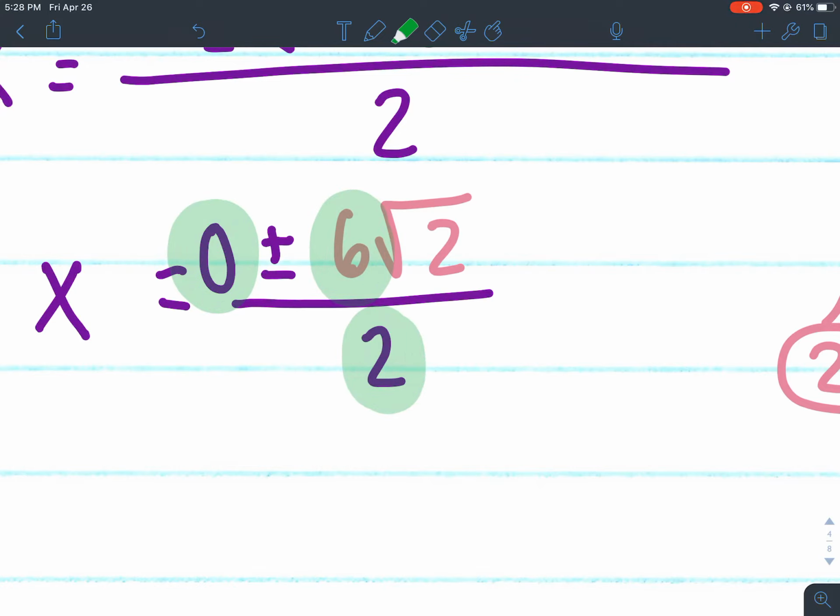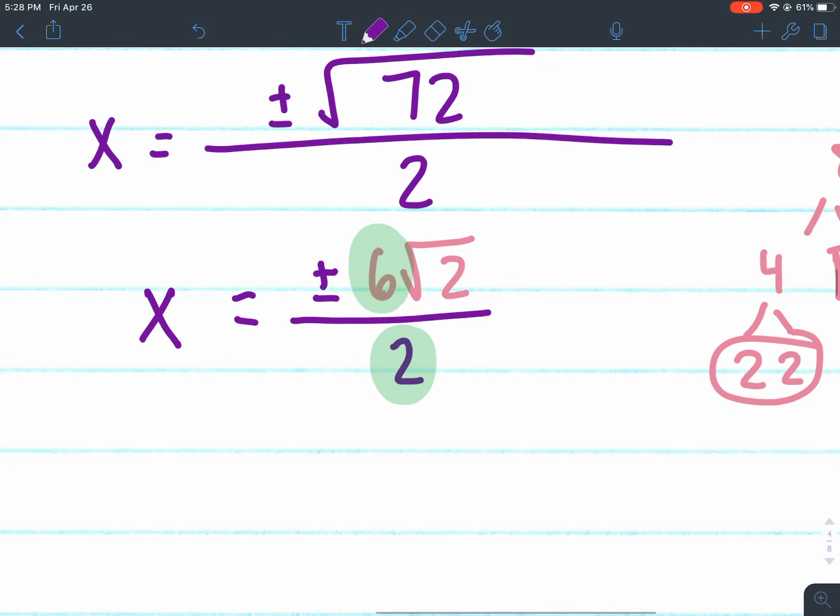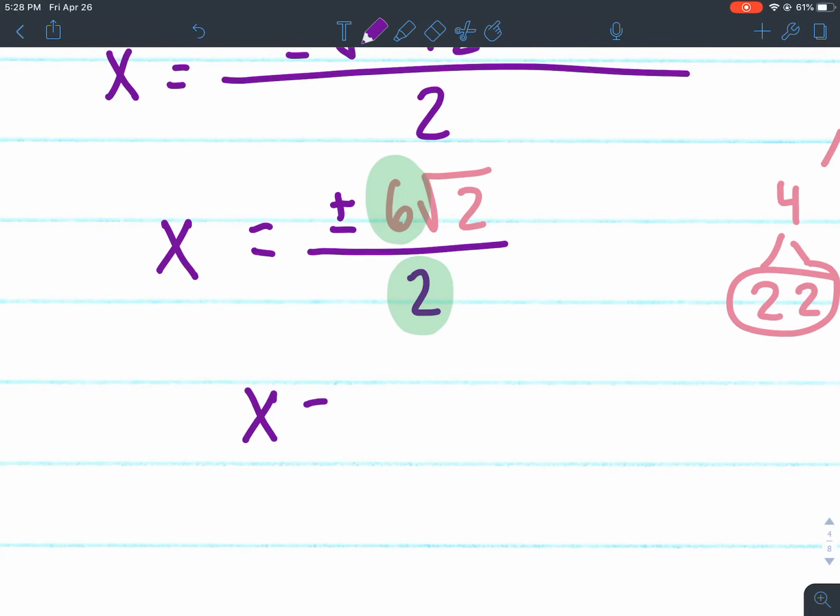Can a number divide out all three of them? Yeah, I could take out a 2 from all of them. And you're like, you can divide out a 2 from 0? Yeah, you can. You can take 0 divided by 2 and you'll get 0. So that's why 0 doesn't really matter. So really, you're just looking at 6 and 2 here. And 6 divided by 2 is 3. So you have x equals plus or minus 3 square root of 2.